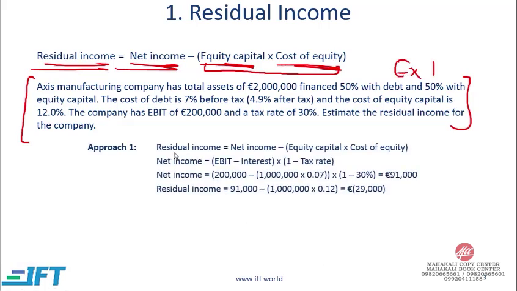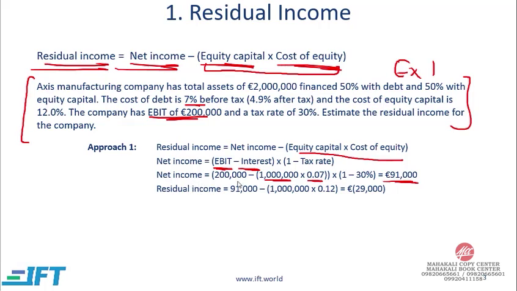So here is what you do. Residual income is net income minus the equity charge. You are given the EBIT. So what is net income? From EBIT you subtract the interest. The interest is 1 million into 7%. So the cost of debt is 7%. So actually, you also need to do the after-tax cost of debt. So your net income is 91,000. And then what is the residual income?